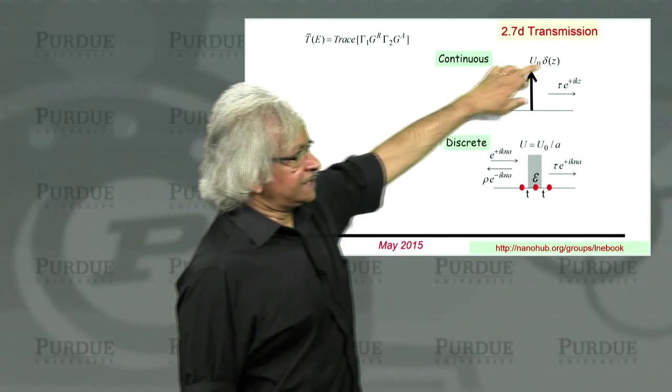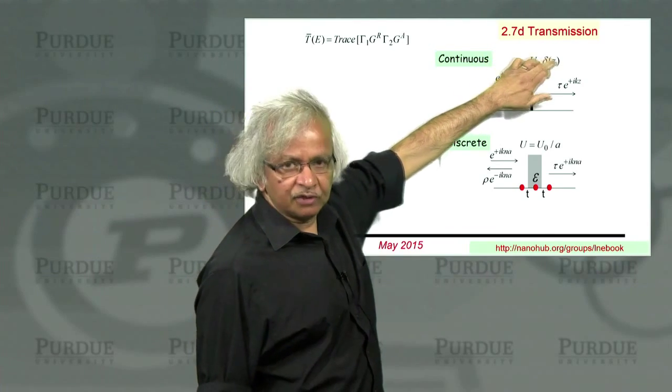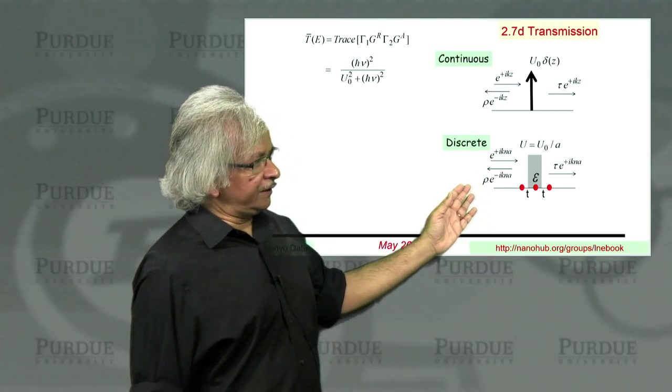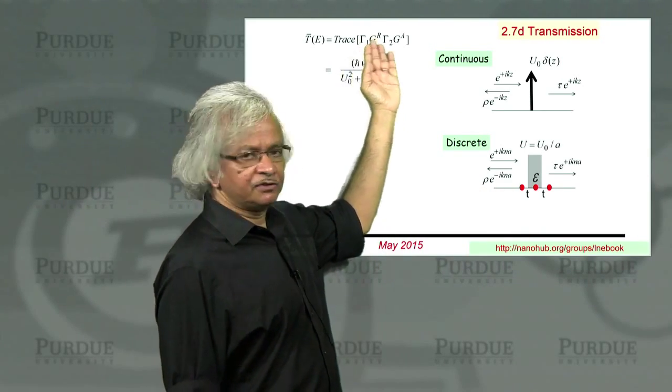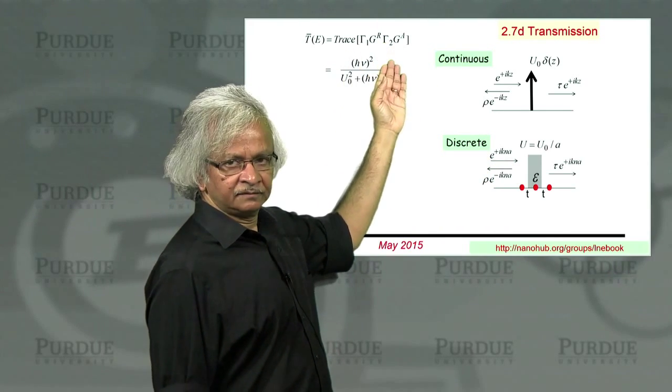Okay. That's the delta function, and of course you want the area under the curve to be u0 because it's u0 times the delta function. Okay. Now what we'll show then is we'll apply our method to calculate this transmission using the Green's function method, and we'll show you that you get the usual answer.